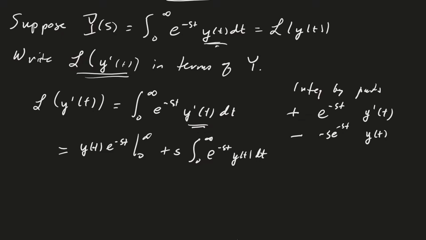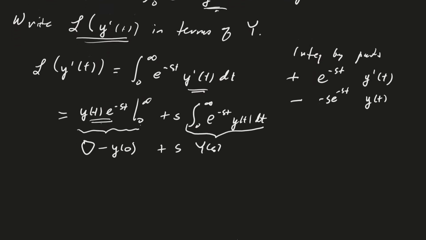Okay, now when I look at this expression, as t goes to infinity, I need this expression to go to 0. Why? If this did not go to 0, I would run into trouble with the existence of the Laplace transform of y, right? And so I'm going to go ahead and assume that that limit is equal to 0, and then when I plug in 0 for t, I'm just going to have y of 0. So this is going to end up being 0 minus y of 0 plus s, and now this is the Laplace transform of little y of t, which is capital Y of s.